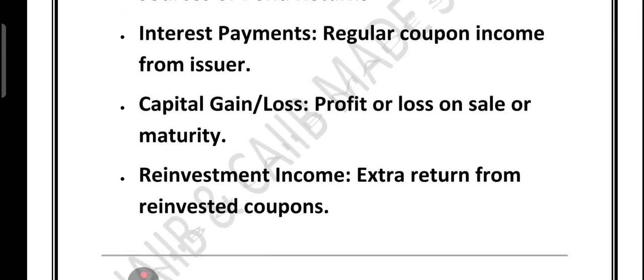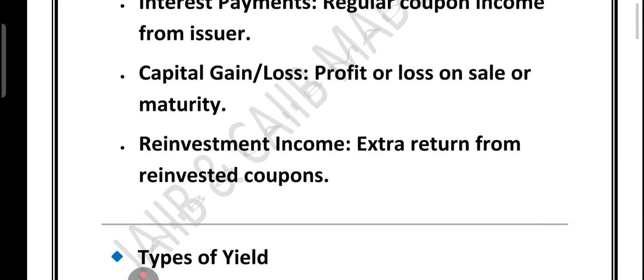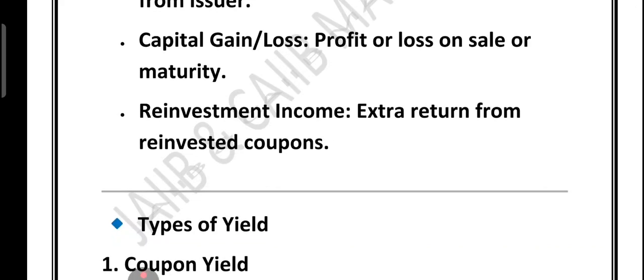Second thing, we have a capital gain or capital loss. This happens when you sell the bond before maturity or at maturity. Suppose you sell it for more than what you paid, you get a gain, and if you sell it for less than what you paid, you face a loss. And the third thing is the reinvestment income. This is the extra return you earn when you reinvest those interest payments instead of keeping them idle.